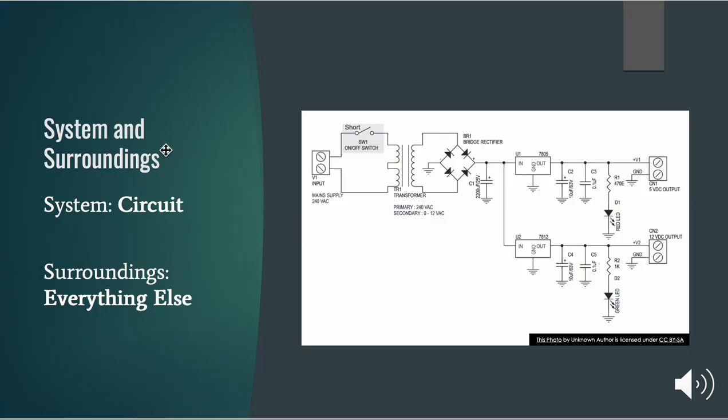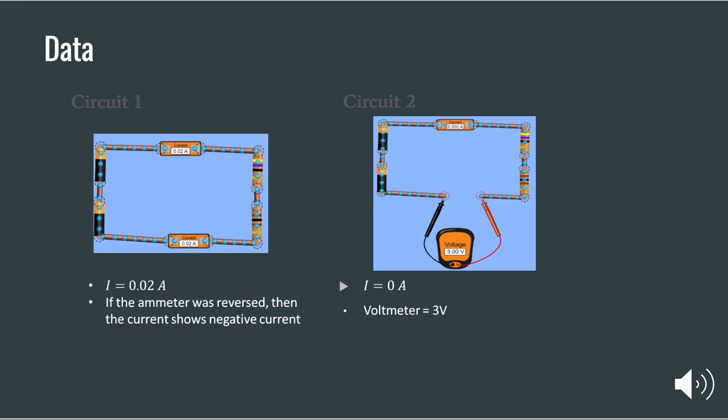So, system and the surroundings. The system is the circuit as seen in this little picture, where we have a circuit, and then the surroundings are literally everything else.